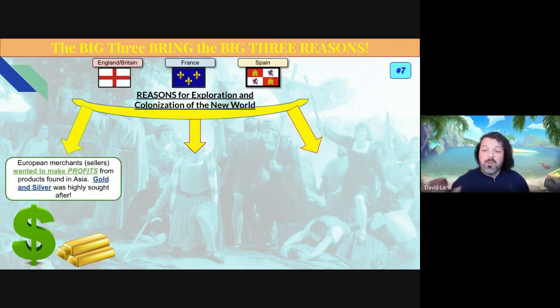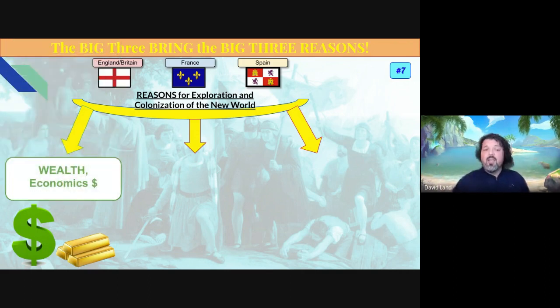Spices and silks were great, but if you had the metals of gold and silver, you were banking some bucks. So we're going to call this the wealth motivation, the economics. The economics meaning the money.